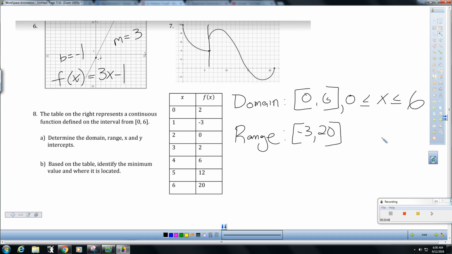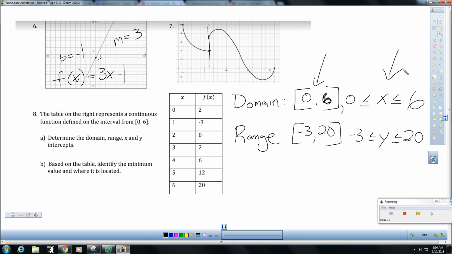Okay? Or you could say y is bigger than or equal to negative 3 and less than or equal to 20. Both of those in my class I will accept. Just so you know, there are some classes that only accept it this way, and there are some classes that only accept it this way. And what we're trying to learn in our school here is how to have the most diverse mathematical language set we can have.